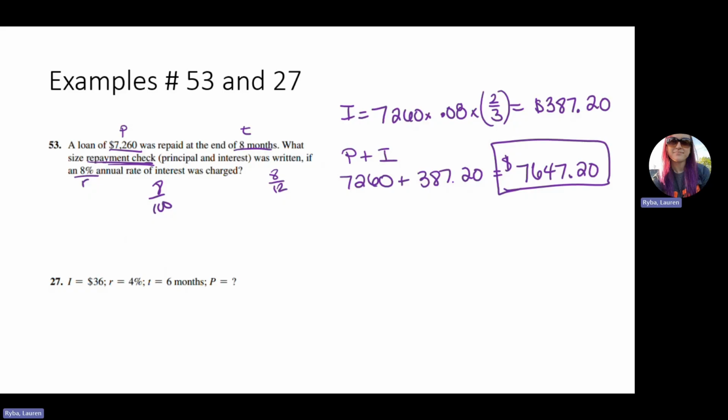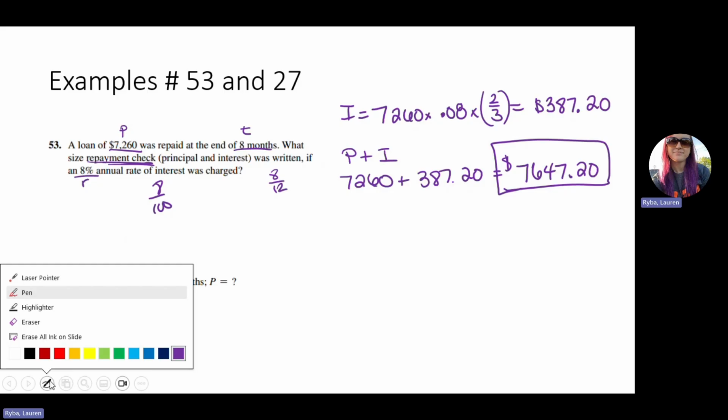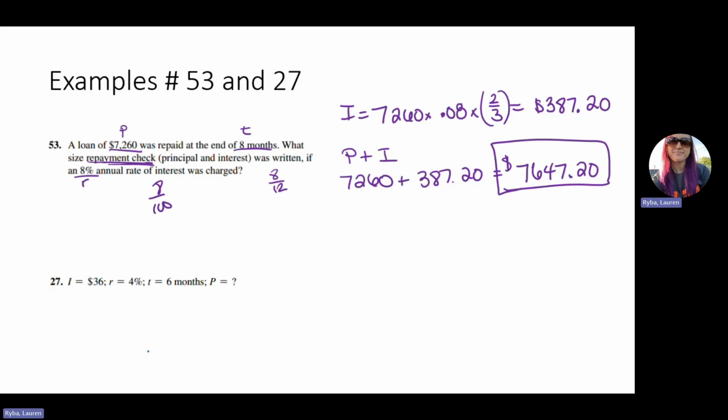Our next one gives us our interest of $36, a rate of 4%, a time of 6 months, and asks us, what is the principal? For this, I'm going to have to work backwards. So 36 equals, I don't know P. R is 4 divided by 100, or 0.04. And 6 months is half a year.